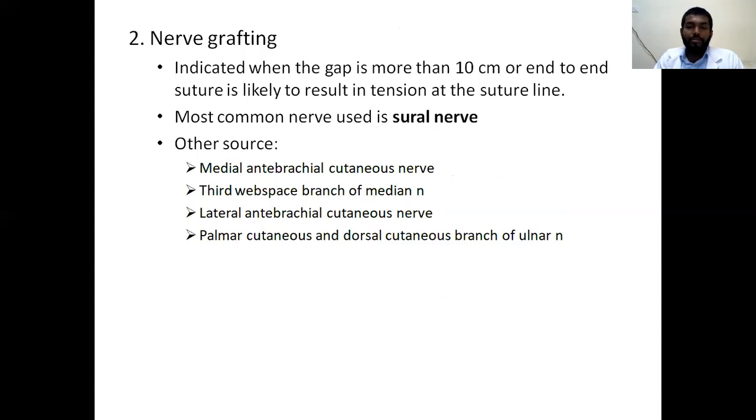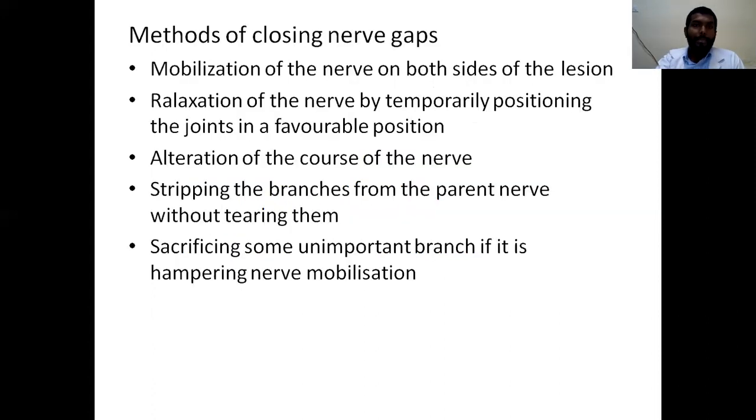The most commonly used nerve is your sural nerve because its function is minuscule. The other sources of nerves are your medial antebrachial cutaneous nerve, third web space branch of your median nerve, lateral antebrachial cutaneous nerve, palmar cutaneous and dorsal cutaneous branches of your ulnar nerves. Now, what are the methods of closing your nerve gap?